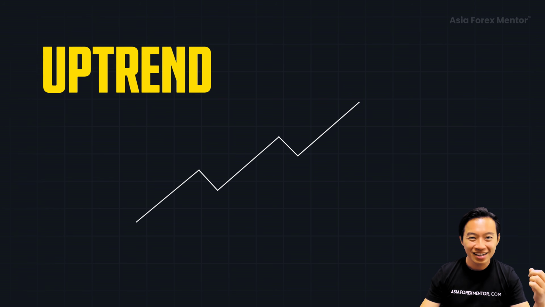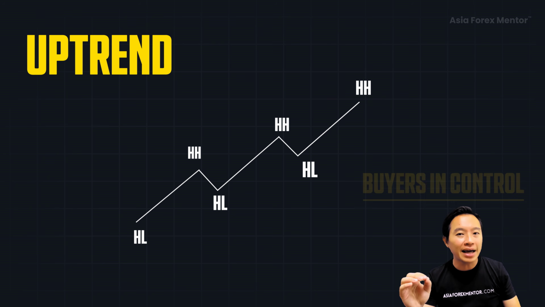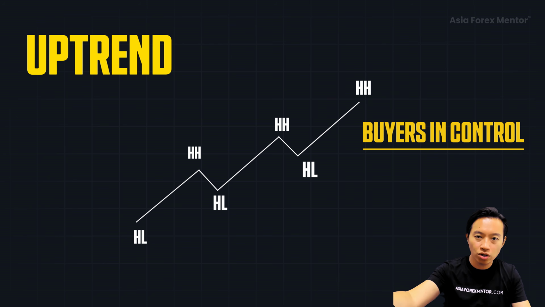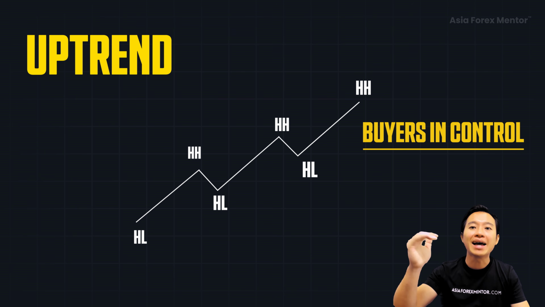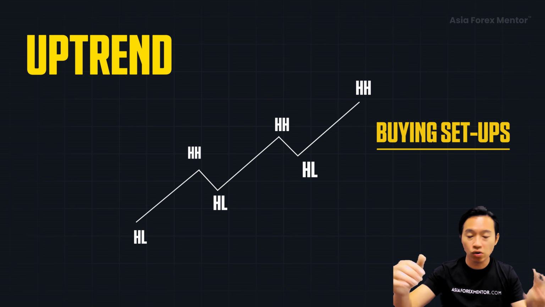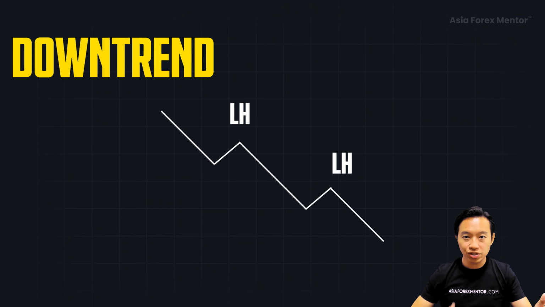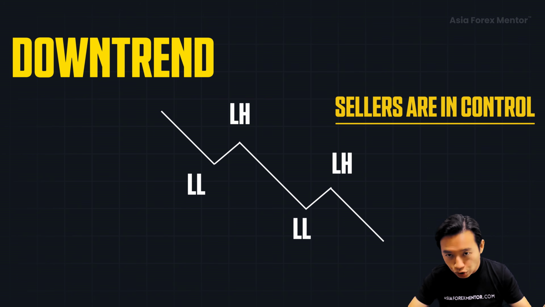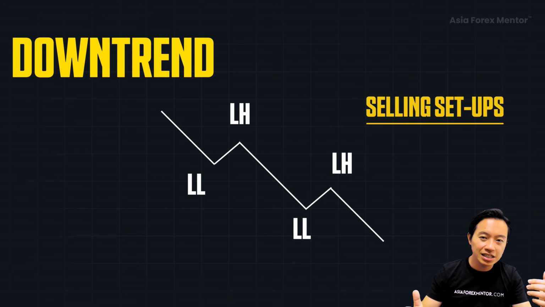The uptrend, which means what? Higher highs, higher lows. And that means that the buyers are in control. So when the buyers are in control, you look for buying setups. Number two, a downtrend. A downtrend is lower highs, lower lows. That means the sellers are now in control, so we look for selling setups.